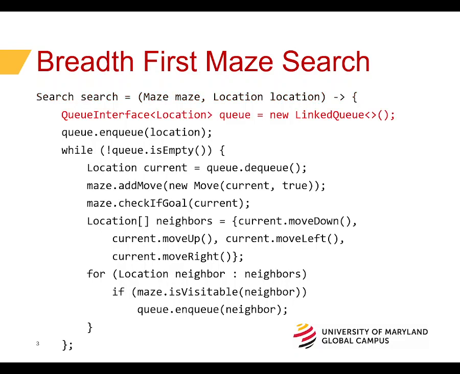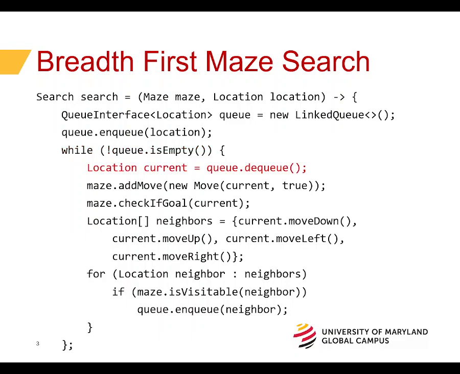We instantiate the first in, first out queue at the beginning. Notice that the reference type is the interface type QInterface, as we previously mentioned. To get the search started, we enqueue the starting location. The search will continue until the queue is empty or until the goal is found.